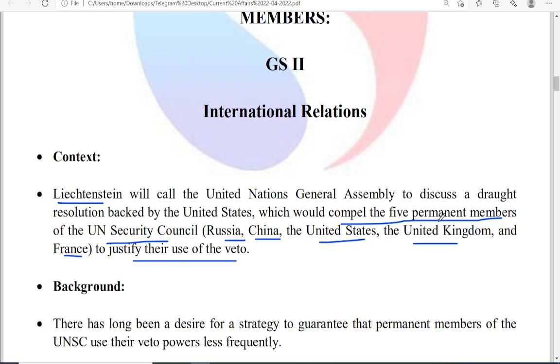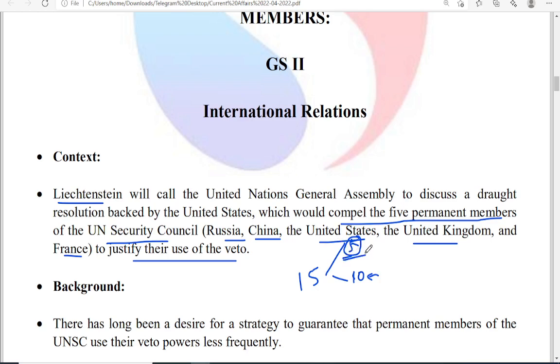These five countries are the five permanent members of the United Nations Security Council. United Nations Security Council is a 15-member body, in which 5 are permanent and 10 are rotating. Means these 10 members will rotate, other countries will come time and again. But these 5 members, that is USA, UK, Russia, China and France, remain always. That's the reason why they are permanent members.